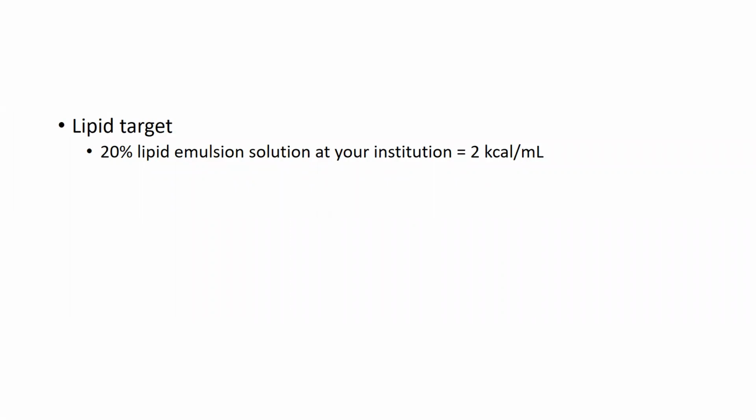It's essentially per percentage, it's 1 kilocalorie per mL, so 10% would be 1, 20% is 2 kilocalories per mL. We have a choice of volume. Let's pick the 100 mL to keep the volume minimal. That gives you 200 kilocalories from lipids.